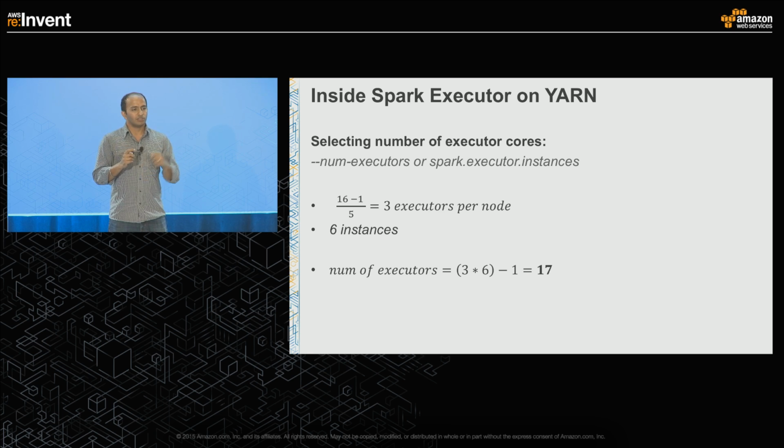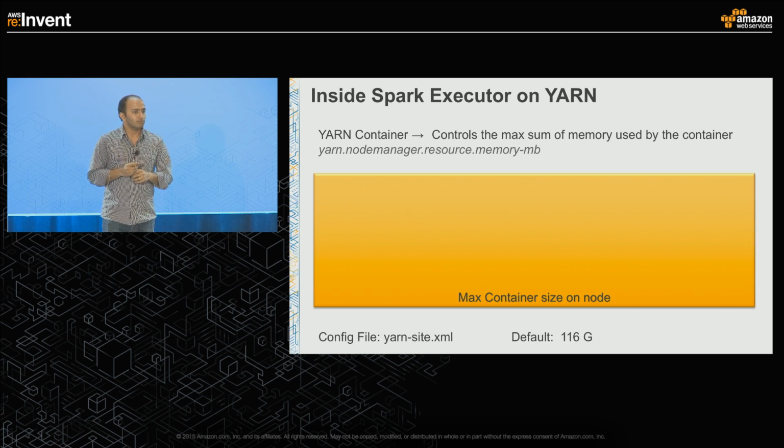Looking at this, we have 6 machines in total, with 3 executors per node. So in total we'll go with 18, and we'll leave out 1. That is because when you're submitting a job in cluster mode, your application runs in one of the executors, so you leave 1 for that. So in total you'll be selecting 17 executors for your cluster. Now you have decided how many executors you need.